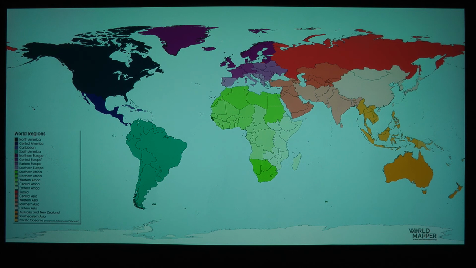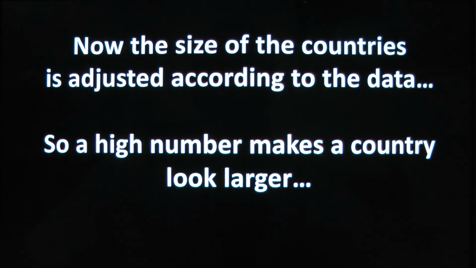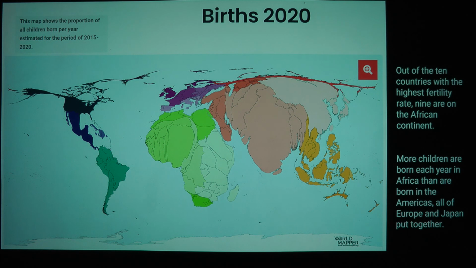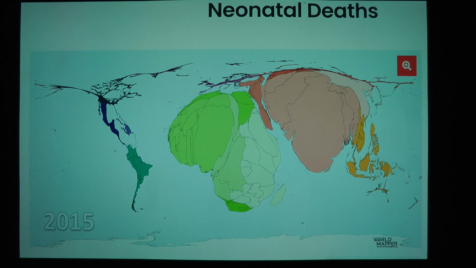Now you're all familiar with the physical map of the world presented in this sort of format. But if we adjust the size of the countries according to the data of different parameters, then the countries will look larger according to higher numbers. For example, if we look at births in 2020, we see the map is greatly distorted. In fact, 9 out of 10 countries with the highest fertility rate are in the African continent. And more children are born each year in Africa than are born in the Americas, all of Europe and Japan put together. And sadly, this is also reflected in the picture for neonatal deaths, where there's a gross distortion.